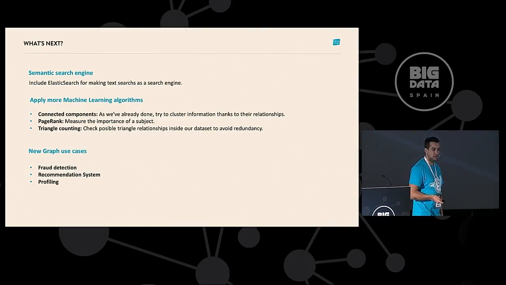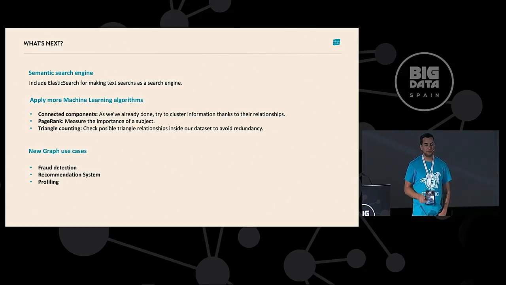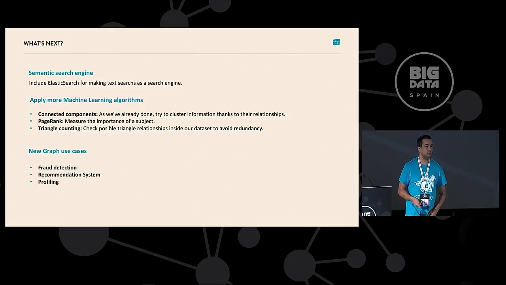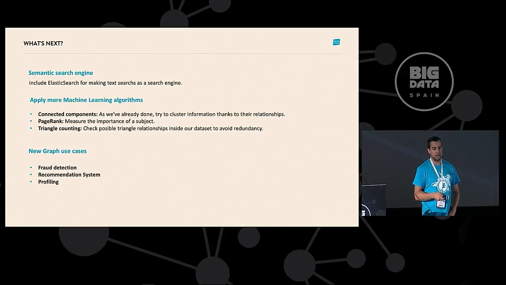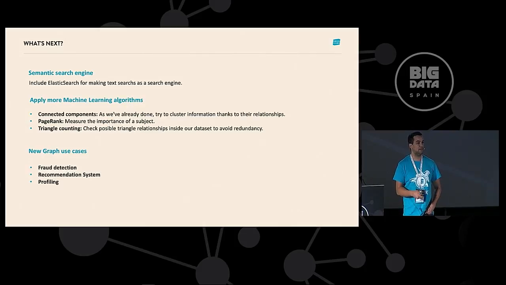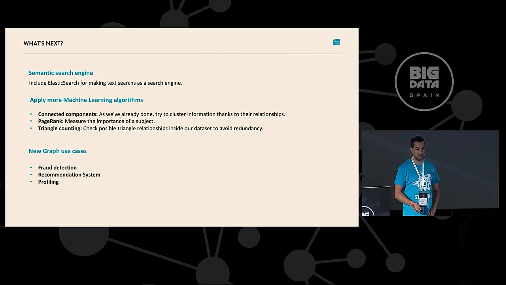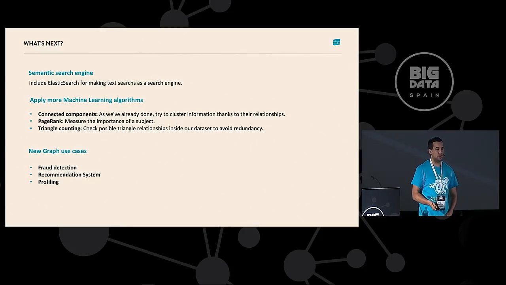And what's next? The next steps we want to apply over this piece of code, and for this suite, the Stratio suite, include Elasticsearch. We want to be able to make text search over it. We want to keep extracting more accurate information from it using connected components, as we did with this bank use case, to clusterize information; PageRank to measure the importance of a subject, a person, a concept; and triangle counting to count these triangular relationships. And finally, now we are able to apply it to new graph use cases like fraud detection, recommendation systems, and profiling.